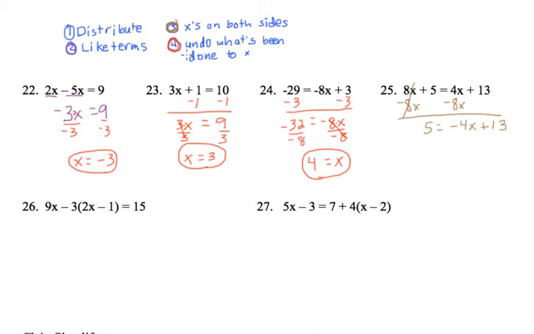And now I want to undo what's been done to the x. So go to the side with the x on it and undo adding 13. So I'll subtract 13 from both sides. Negative 8 equals negative 4x. Now I undo timesing by negative 4, so I divide both sides by negative 4. So I get x is equal to 2.